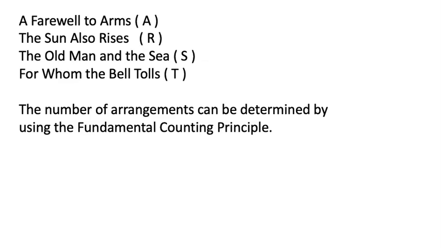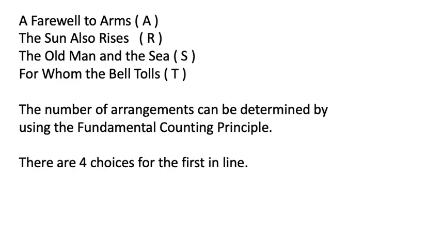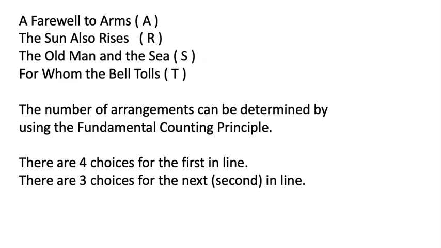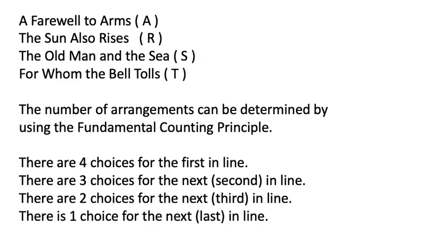Now, we can actually determine the number of these arrangements by using the fundamental counting principle. So we have 4 books to choose from. There are 4 choices for the first slot, first in line. It could be A, it could be R, it could be S, it could be T. Once I choose that first position, now I have 3 choices for the second position, second in line. Once I choose those 2, there's only 2 left, so 2 choices for the next one. And then the last one is already determined. There's only 1 choice left.